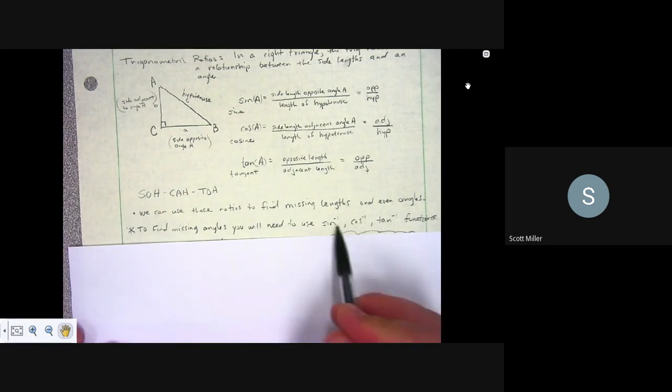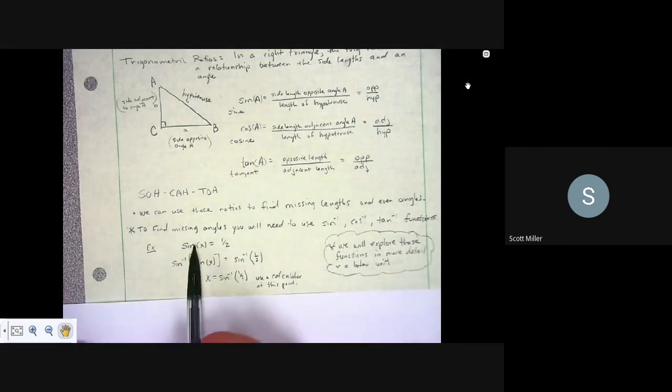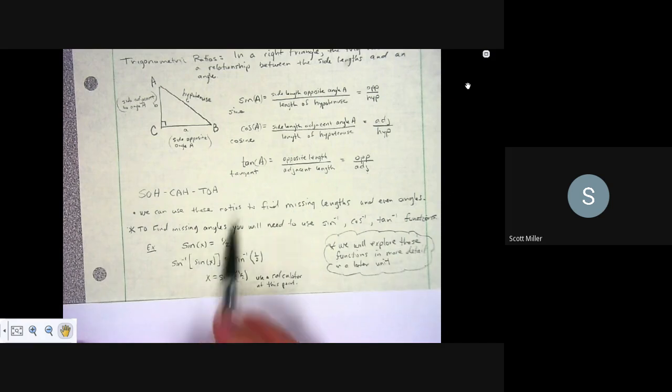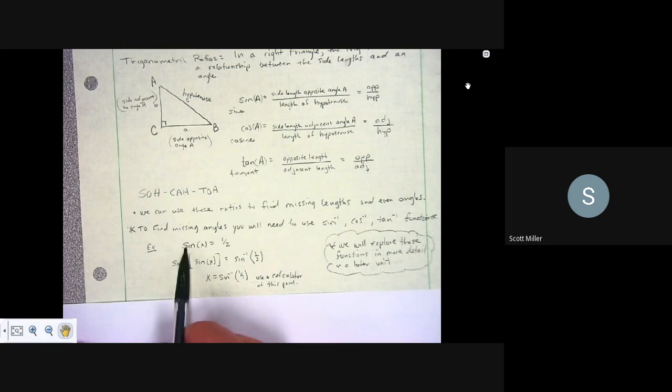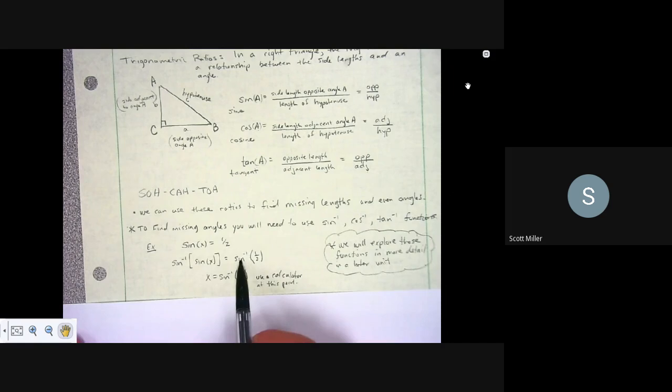For right now, if I ask you to find an angle, know that you're going to use these ratios depending on which one of the trig functions you have, and here's how it would look. If I have the sine of angle x equals 1/2, then if I want to get to the x, I have to take the sine inverse of both sides. See? So I put the sine inverse and then everything in parentheses, sine inverse and this side in parentheses, see?